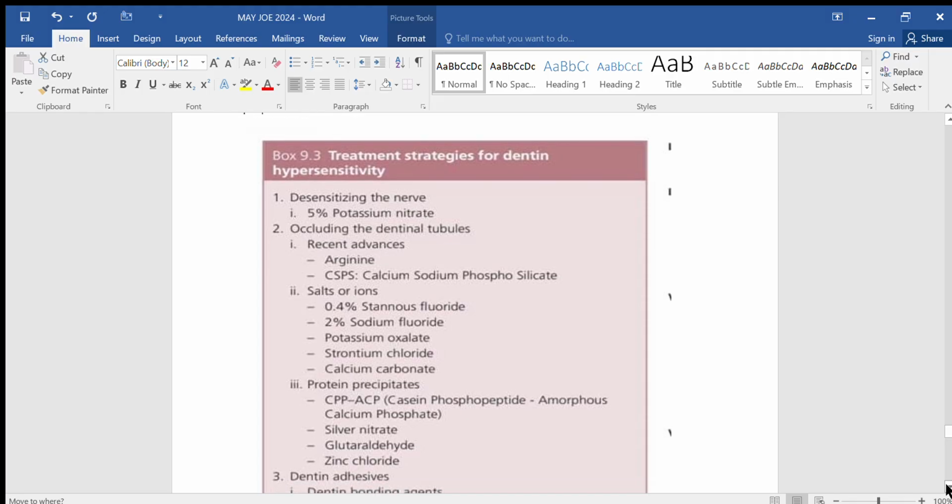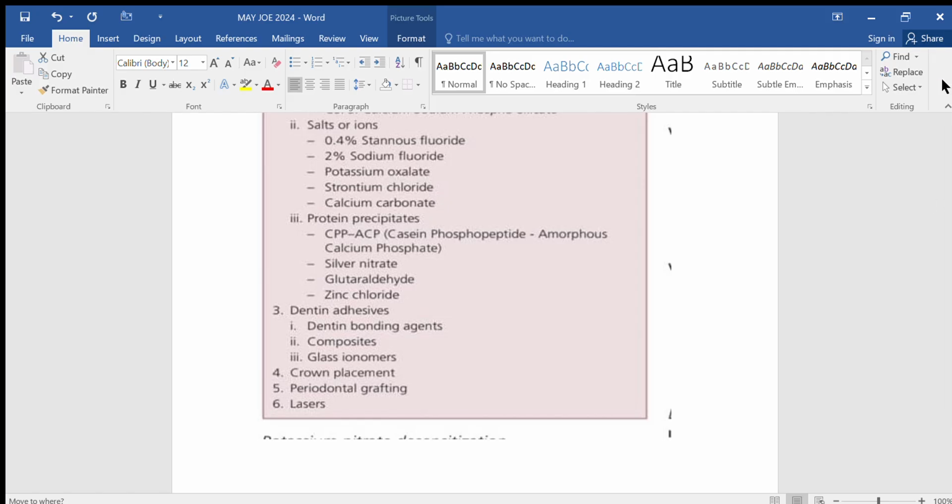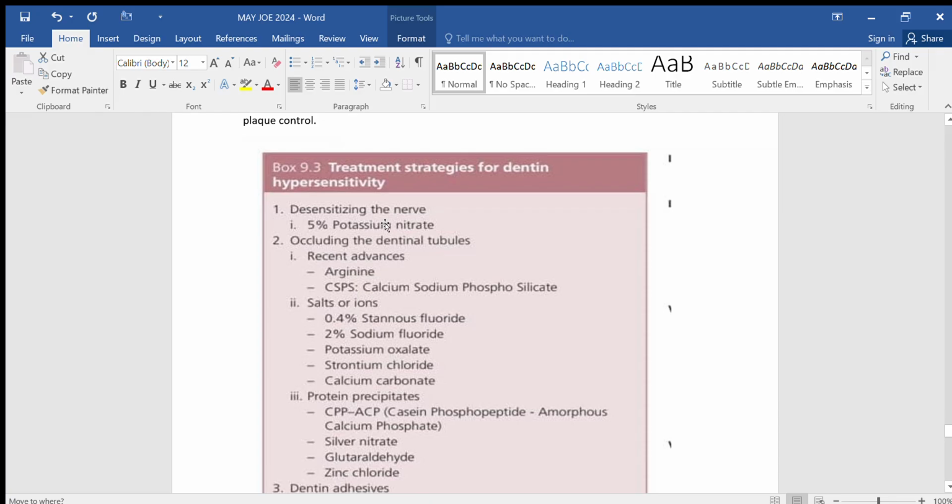What will you do? So basic treatment strategies for dentin hypersensitivity can be categorized into 6 methods. Very first, desensitizing the nerves, in which you will prescribe any desensitizing toothpaste. Second, you have to occlude the dentinal tubules.